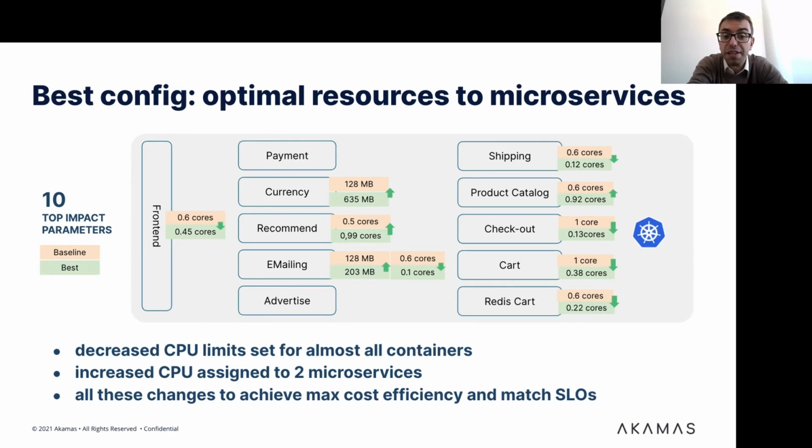All these changes at the microservice level were critical to achieve our optimization goals that we set on the higher-level service, which is to maximize the throughput and lower cost, while still matching the SLOs that we had.